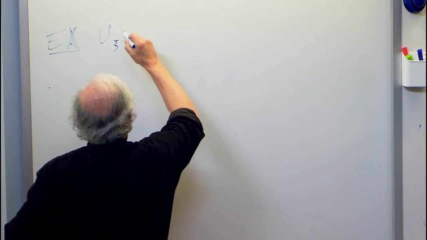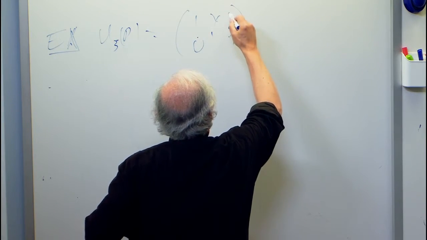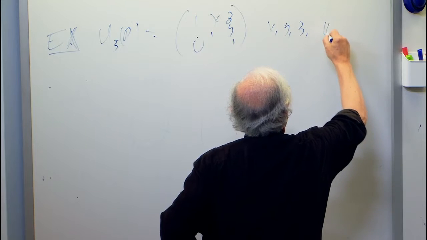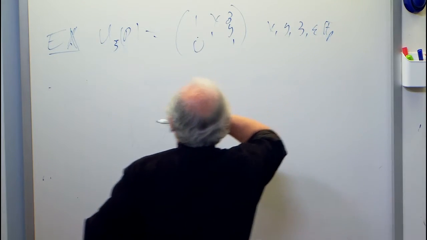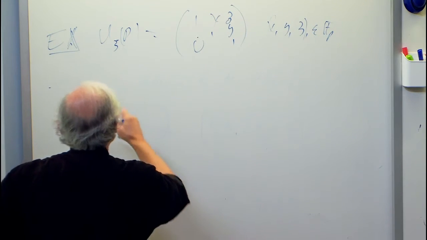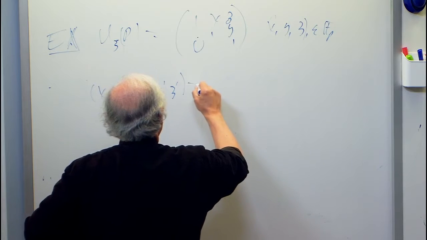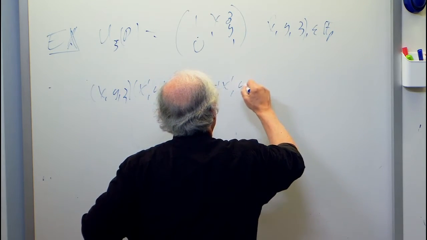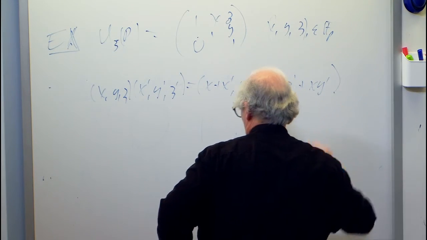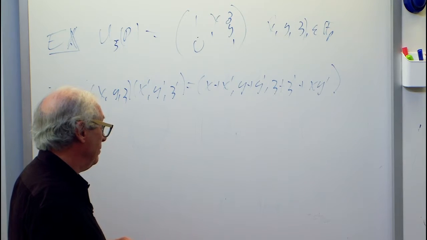I call it U3 of P, the set of all 3x3 matrices which go like that, where X, Y, and Z are in mod P, so in F_P. I'll write such a matrix as (X, Y, Z), and if you multiply matrices, (X, Y, Z) times (X', Y', Z') is (X plus X', Y plus Y', Z plus Z' plus X Y'), if I got it right. So this is called a Heisenberg group mod P.